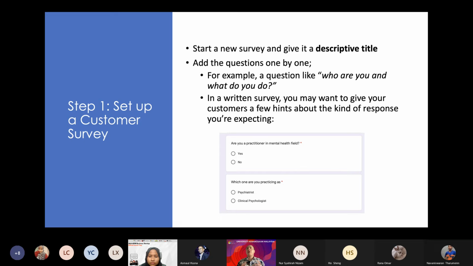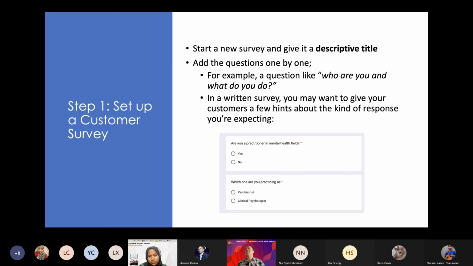Okay, so this is one of my students' examples. She wants many things because she's creating an app for mental health personnel, how they can manage the treatment and everything. So one simple question starts like this: are you a practitioner in the mental health field? It means they want to know who you are and how this thing can benefit you.